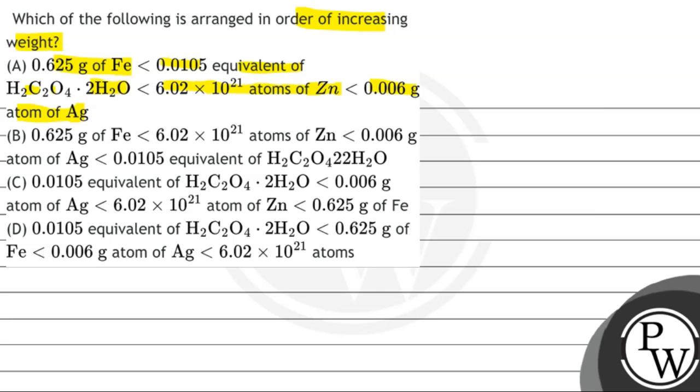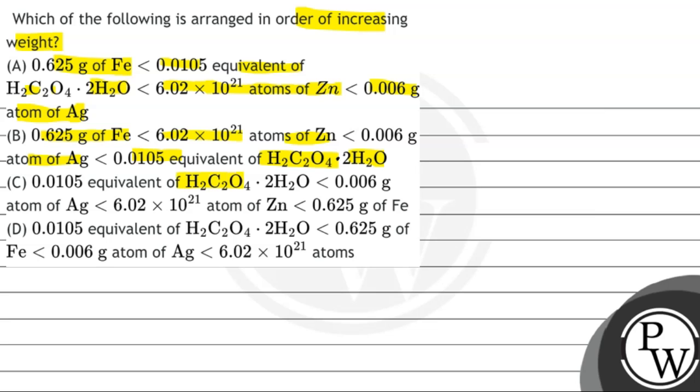Option B: 0.62 gram of Fe is less than 6.02 into 10 to the power 21 atoms of Zn, which is less than 0.006 gram atom of Ag, which is less than 0.0105 equivalent of H2C2O4.2H2O.